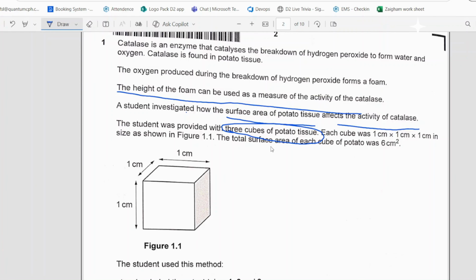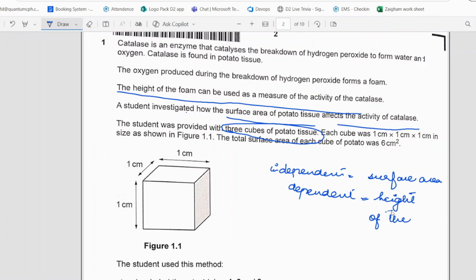Now tell me what is the dependent variable and what is the independent variable. Surface area. Read again. And how do we measure the activity? Height of the foam. So the dependent variable is the height of the foam and the independent variable is the surface area.